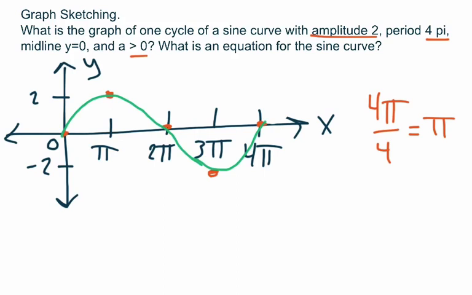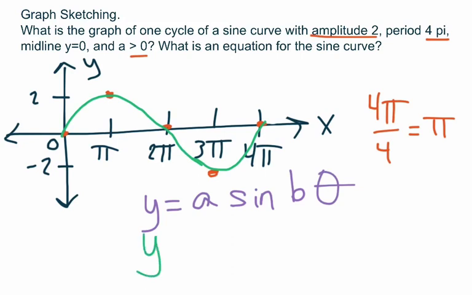Next, we'd like to identify its equation. We can represent the equation in the form y equals a times sine b theta. We know that the amplitude is 2, so we have y equals 2 sine, and then we have to figure out our value for b.